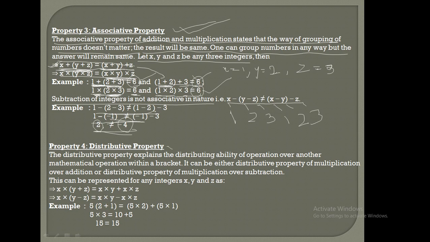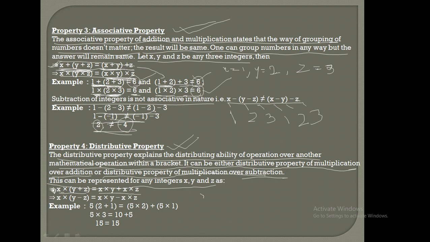The fourth one is the distributive property. When we are talking about the distributive property, it explains the distributing ability of one operation over another. Mathematically, for operations within a bracket, it can be either the distributive property of multiplication over addition or the distributive property of multiplication over subtraction. This can be represented for any integers x, y, z. Here, the first equation is x into y plus z on the left hand side, and on the right hand side x into y plus x into z.